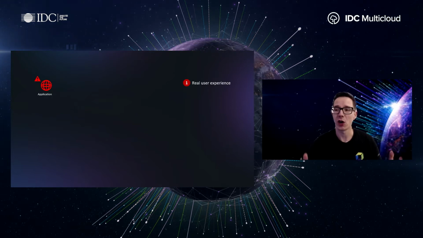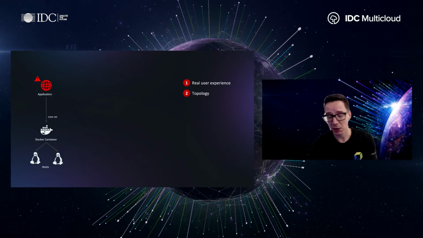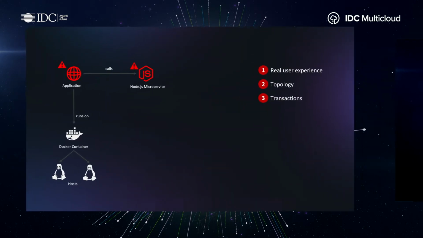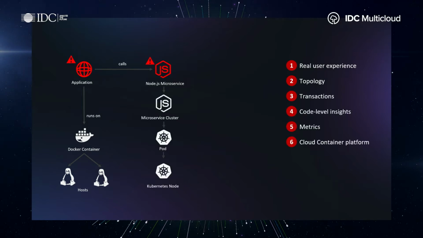And so when a problem happens, you go from, let's say, an application that is being impacted. Your users are having a slow experience or a failure in transactions. We know this application by itself, where it runs on, so we have topology information. We also know which transactions are being called in this application. So it could be a Node.js microservice that is being called. And there we have also code level insights. We have additional metrics. We even have data coming from the cloud container platform that we can use.